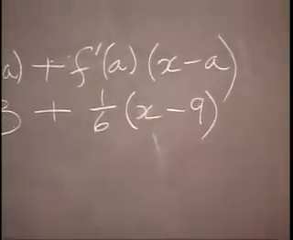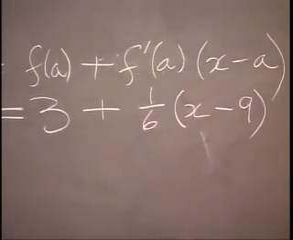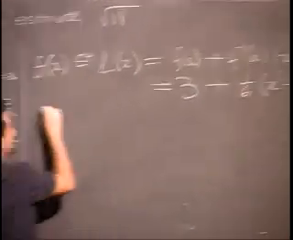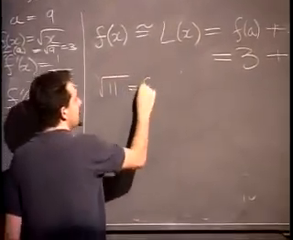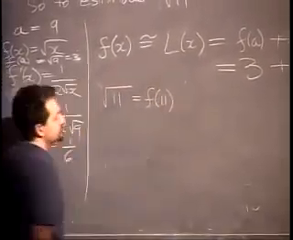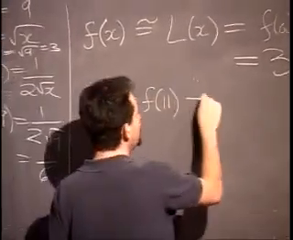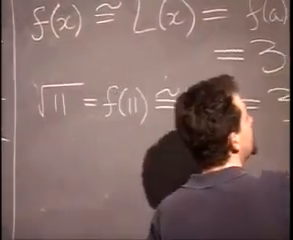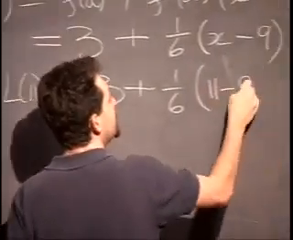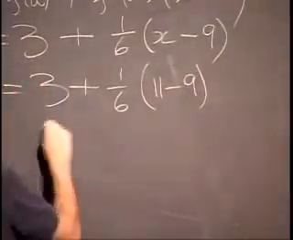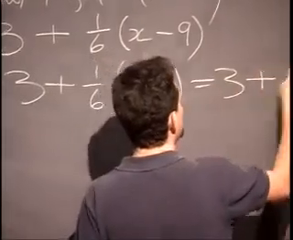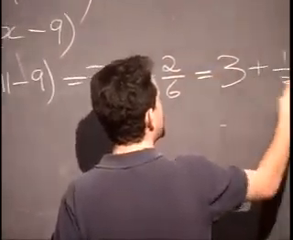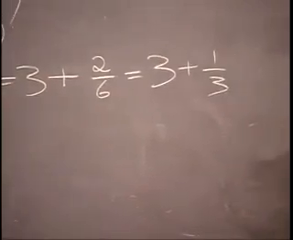Right? It sort of isolates the bit, as it were. So in particular, the square root of 11 is just f of 11, which is approximately L of 11. That's the green line, which is 3 plus 1/6 times 11 minus 9. And now you can clearly see it as 3 plus 2/6, or 3 plus 1/3. So I've written it like that to be 3 and a bit.